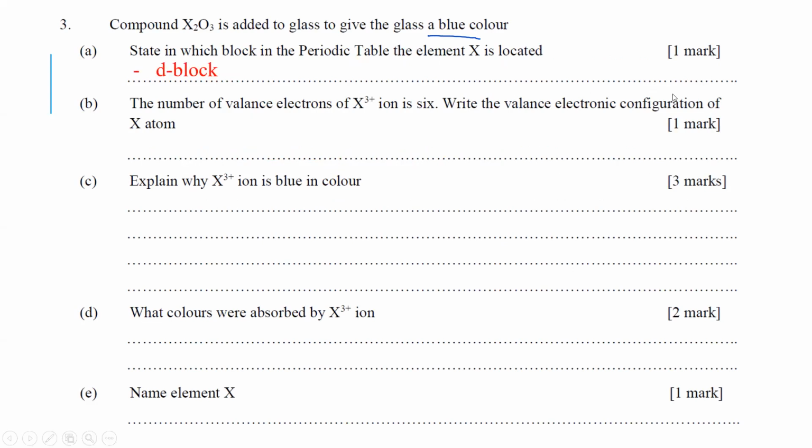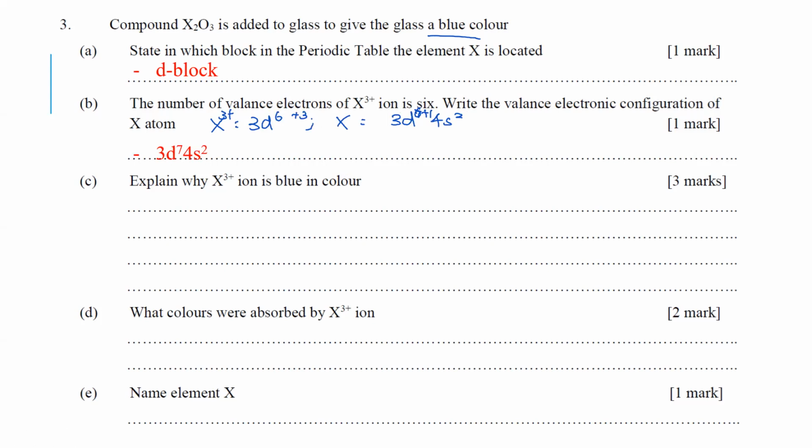The number of valence electrons of X3+ is 6. Write the valence electronic configuration of X. If you have 6, X3+ will be 3d6. So X here will be plus 3 electrons. When you add back 3 electrons, the first 2 will definitely be added to the 4s, and then the extra one will be 6 plus 1. So therefore you have 3d7 4s2.